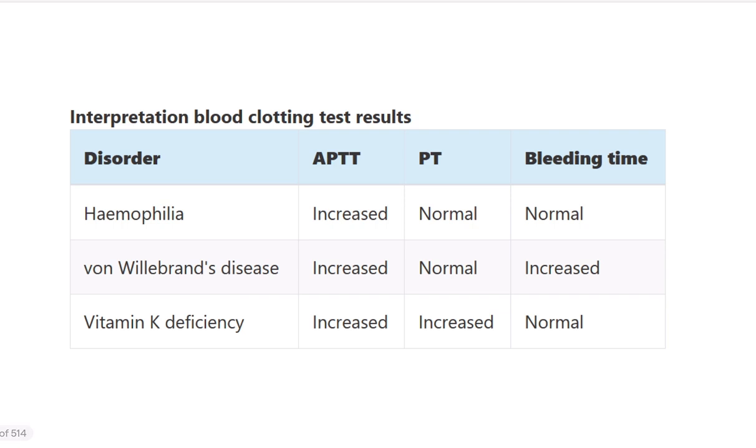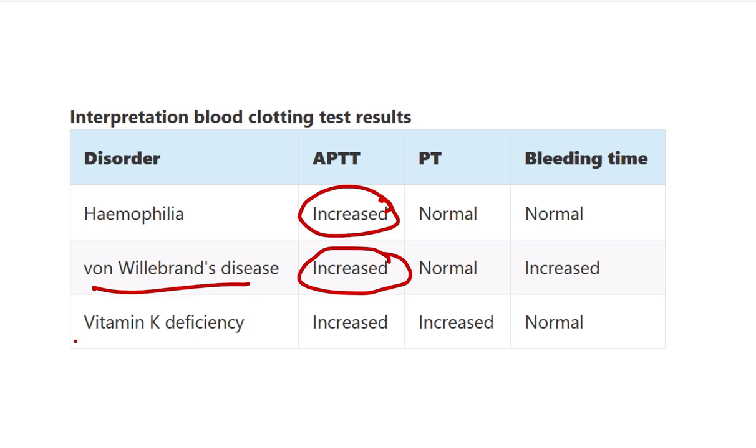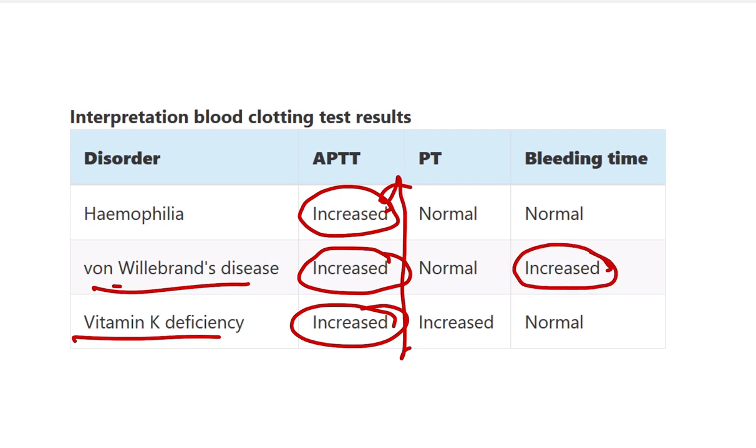In case of hemophilia, APTT increases. In case of von Willebrand disease, APTT increases. In case of vitamin K deficiency, also the APTT increases. And in case of von Willebrand disease, BT, that means the bleeding time, also increases. In case of vitamin K deficiency, PT, that means the prothrombin time, increases. So what may be the answer option?